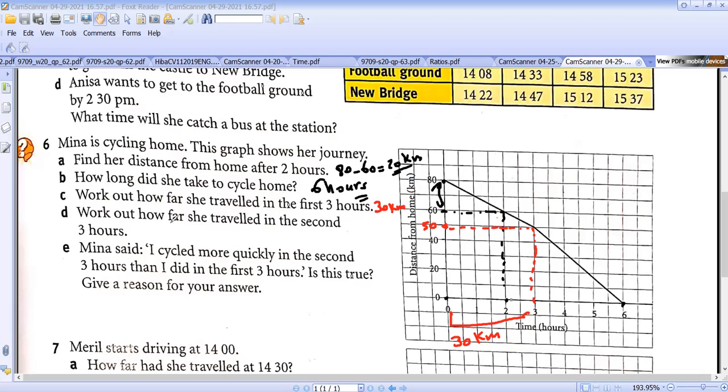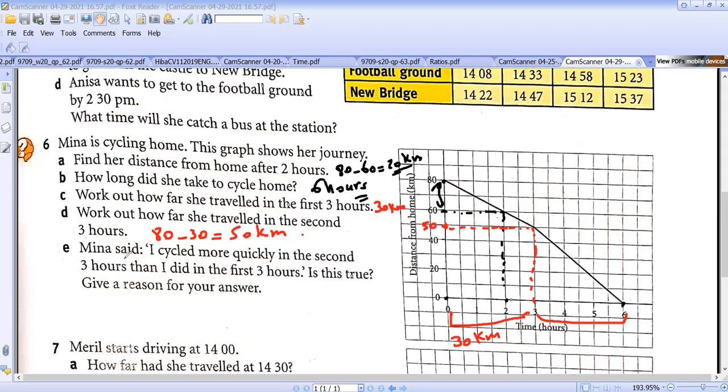After that, work out how far she traveled in the second 3 hours. So this is in the second 3 hours. And it's obvious that you need to do, in total, she cycled for 80 kilometers, and in the first 3 hours, she cycled for 30 kilometers. So you just need to do 80 minus 30, which is 50 kilometers.